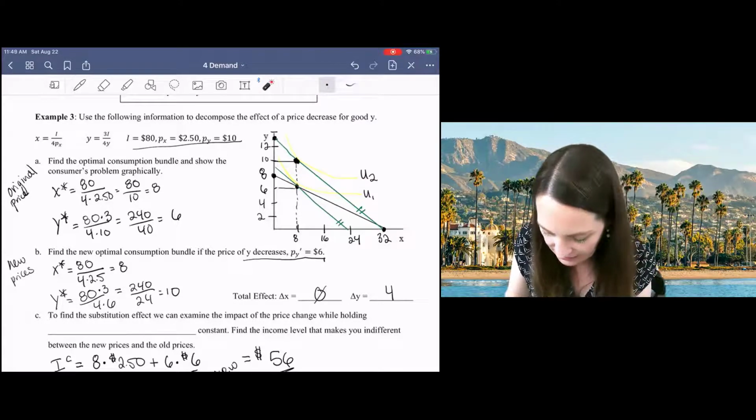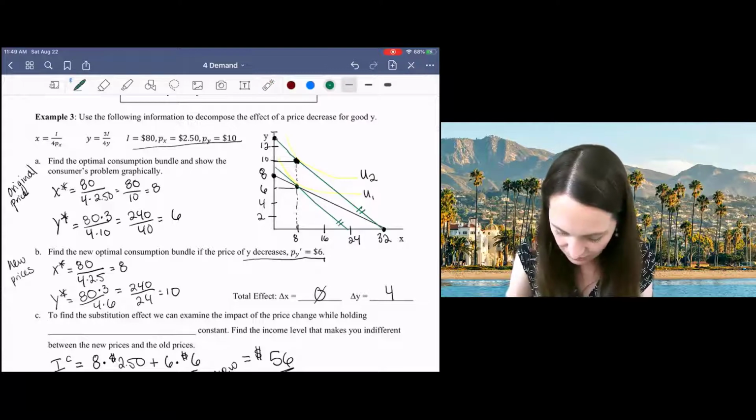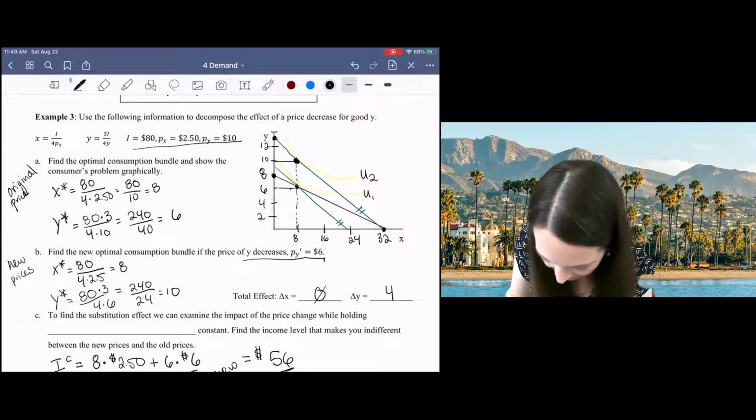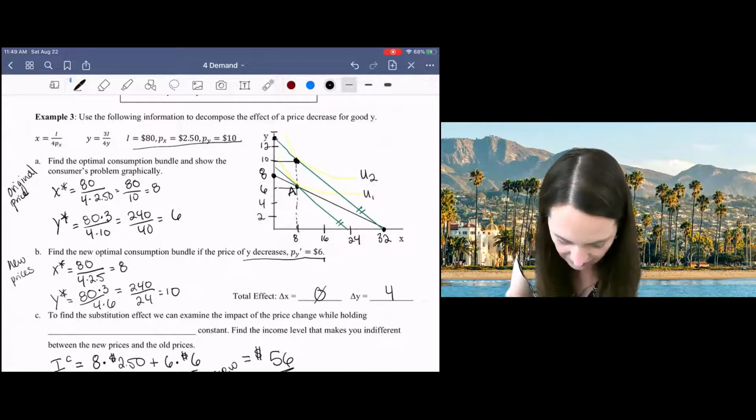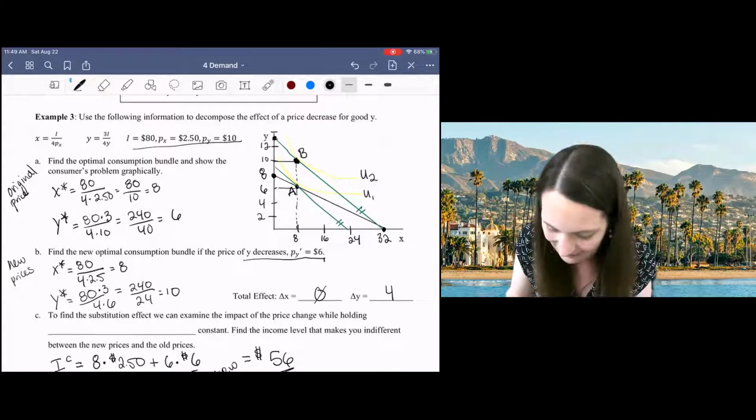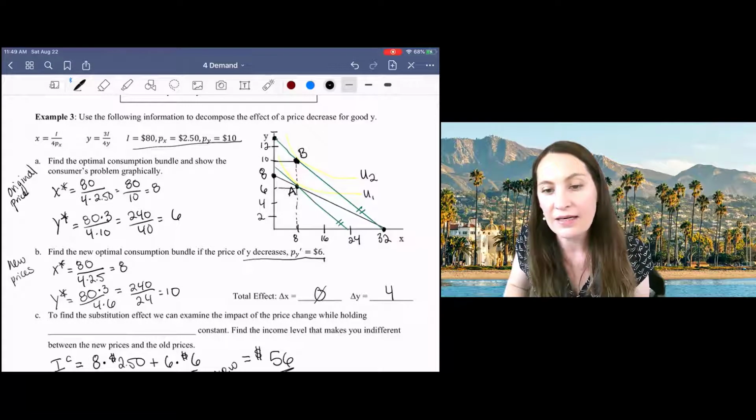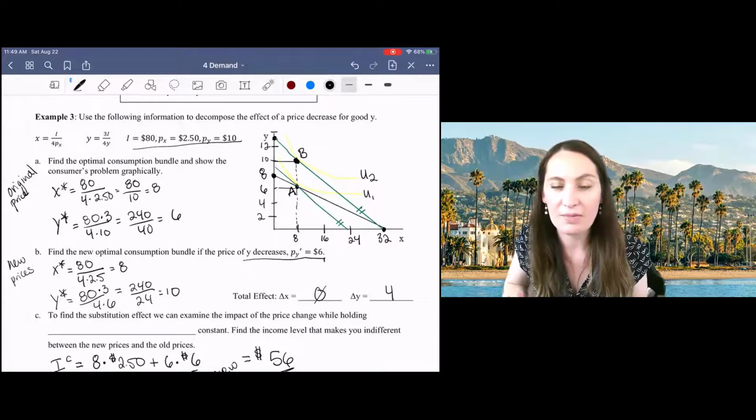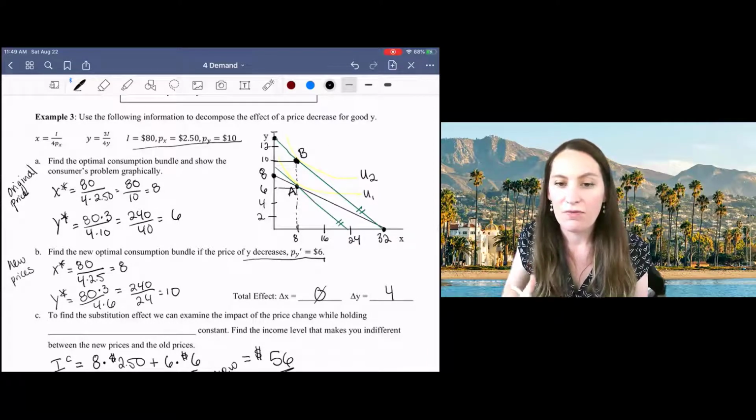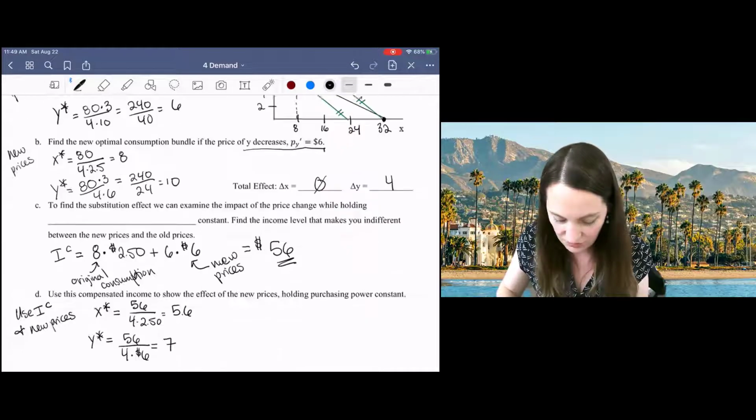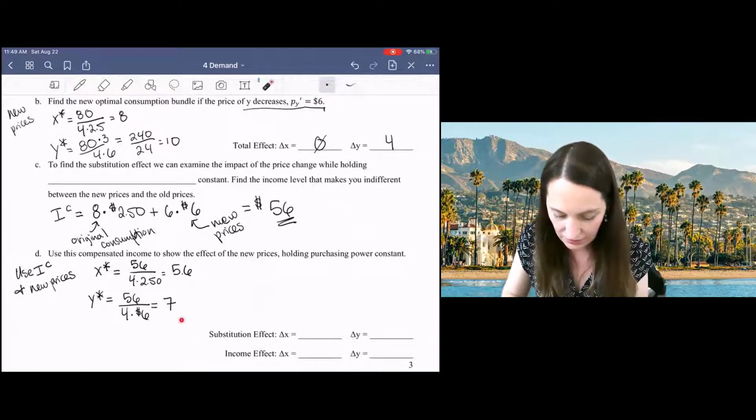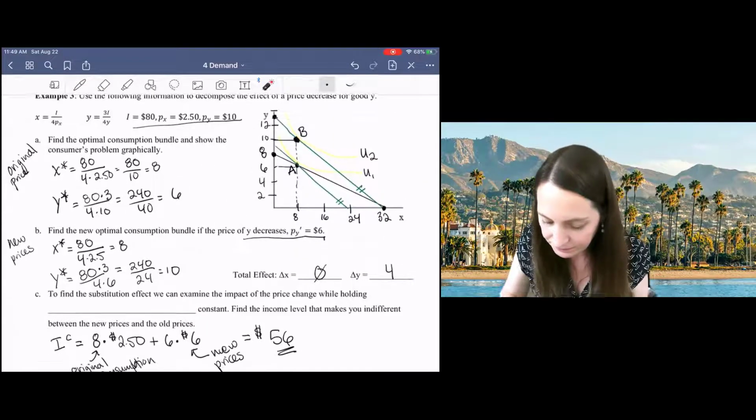So now I'm going to label my original bundle here. I probably should have done this from the beginning, but my original bundle I'm going to call point A, because we did it in problem A. And my new one I'm going to call B. What we're going to do now is find the optimal consumption bundle along this compensated budget constraint. That's what we found here: Y equals 7, X equals 5.6.